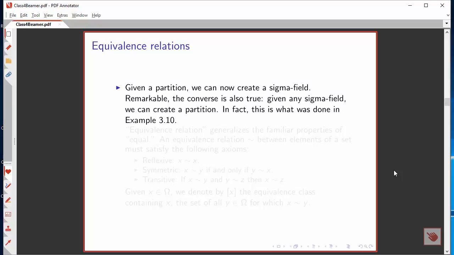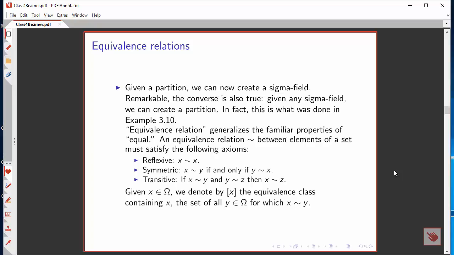Here's a clever alternative way of looking at this same idea. We now know how, given a partition, we can easily create a sigma field. But we can do this the other way around. Given any sigma field, we can create a partition. That's what example 3.10 was all about. And in order to formalize this idea, I want to define the term equivalence relation for you. An equivalence relation is a relation that has the same properties as equality. I'll denote an equivalence relation generically by a tilde, and it has to satisfy the following axioms.